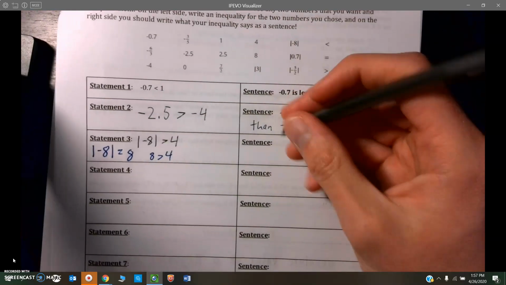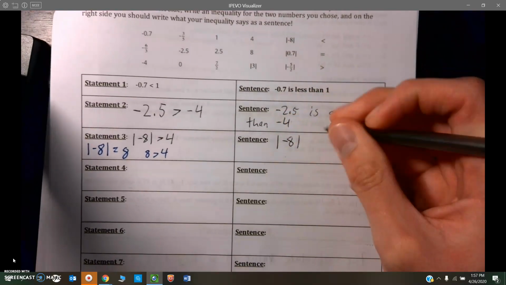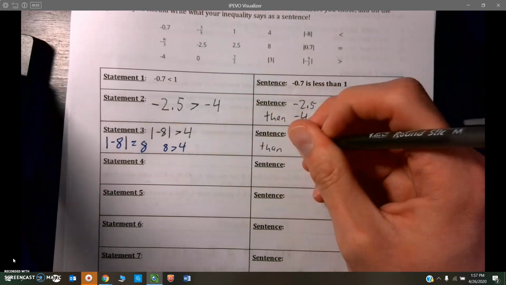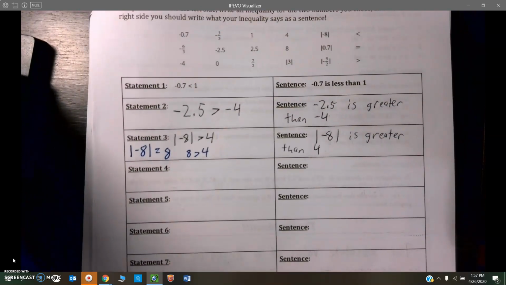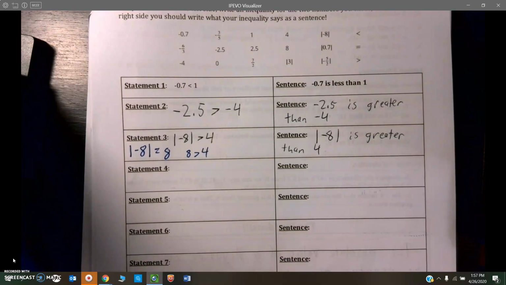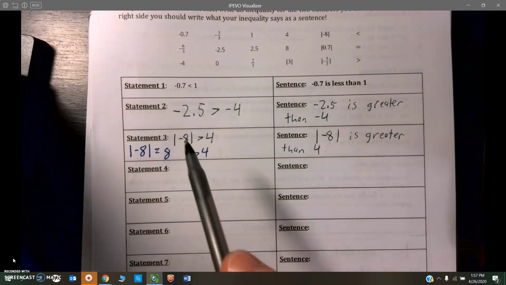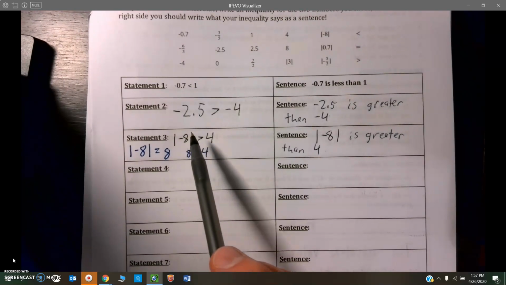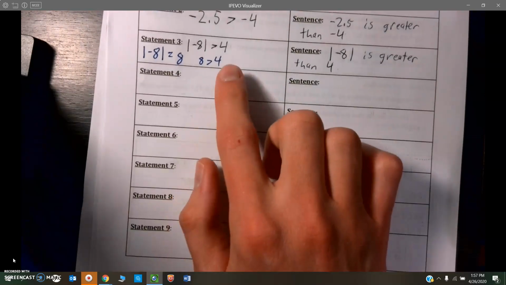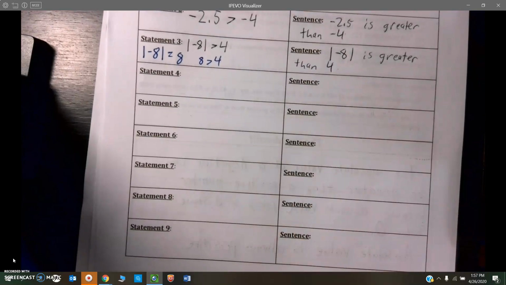So then my sentence would be, the absolute value of -8 is greater than 4. That's the new piece that we're looking at today: including absolute values in inequalities, and making sure that when you're talking about absolute value, you are converting it and finding what its absolute value is. So at this point, why don't you pause this video and create your own inequalities and sentences. Then when you resume the video, I'll go over some other examples that I came up with.